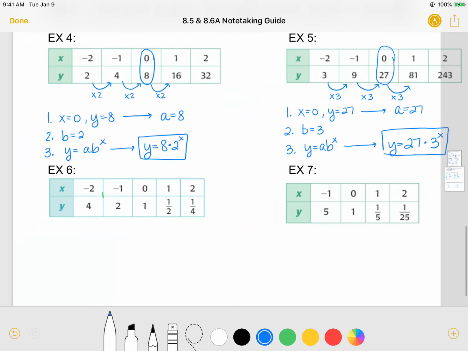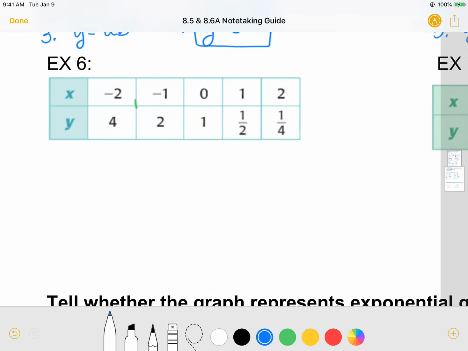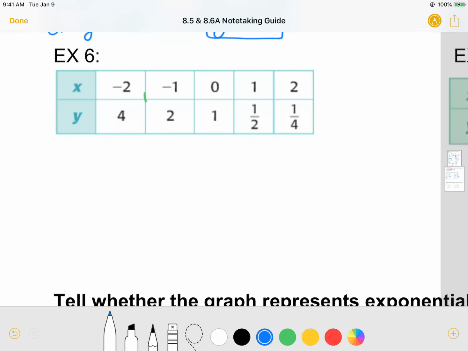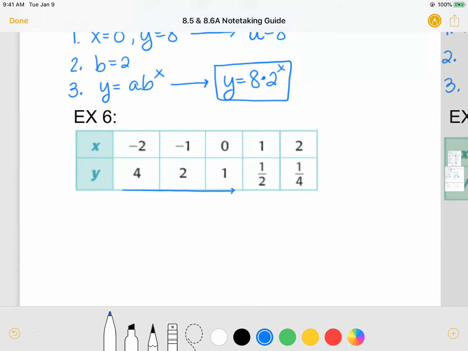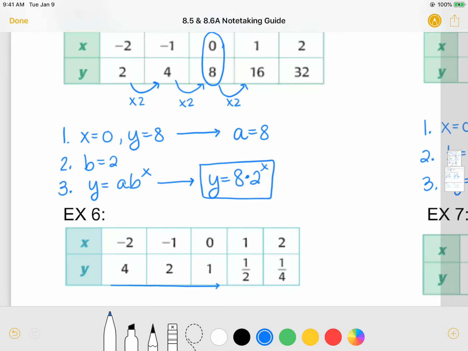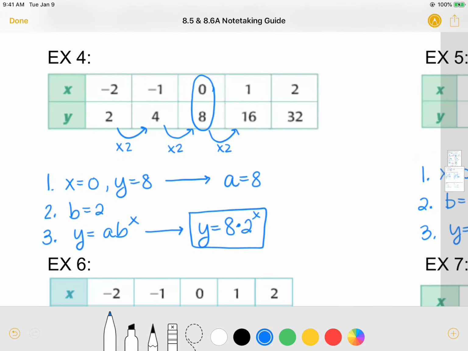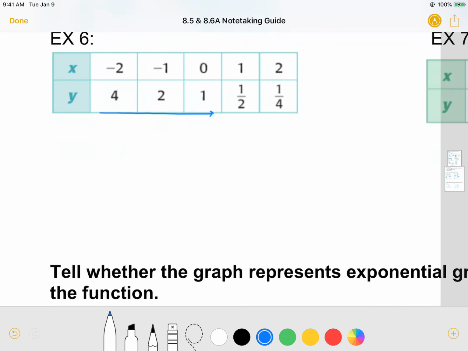All right, let's look at example 6 here. Okay, this one, let's see if you notice, this one is decreasing. As we increase in x, we are decreasing in y. So this one is going to be an exponential decay function, whereas if you notice, say on example 4, where we are increasing, our y values are getting bigger.